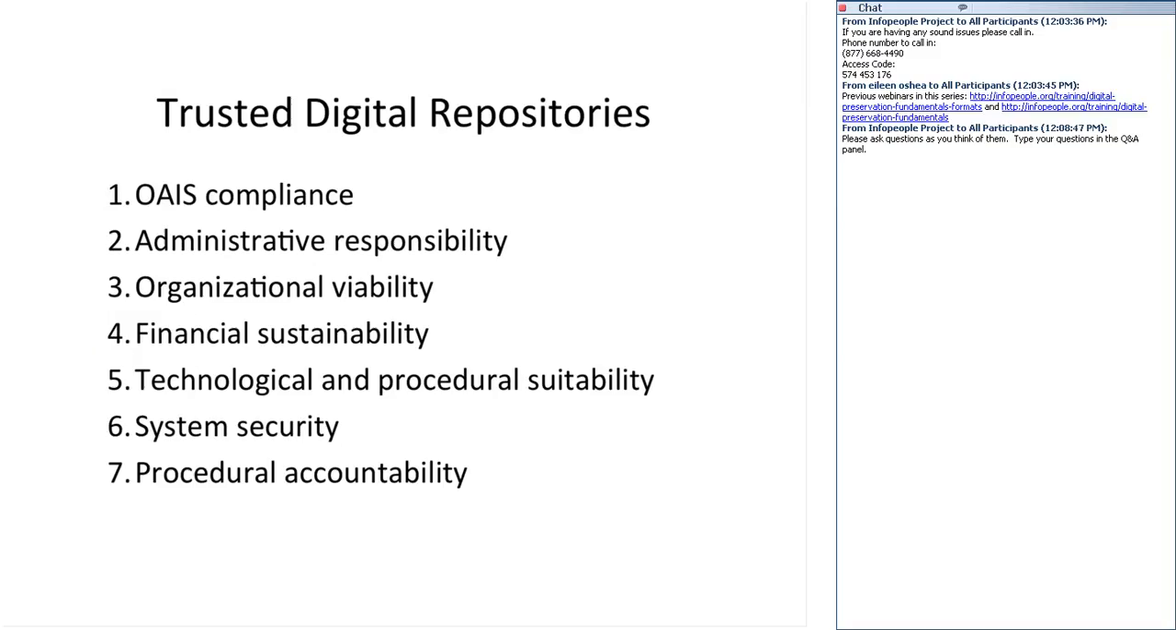The second is administrative responsibility. You need to know who's in charge of that repository, who's answerable. And the third is organizational viability. So an organization needs to have some sort of reliable structure and accountability to function. Four, it needs to have finances. They have to have a plan for paying for their operations. And fifth, they have to have technological and procedural suitability, which is really a way of saying that the technologies and procedures they've chosen are suitable to the content they're managing.